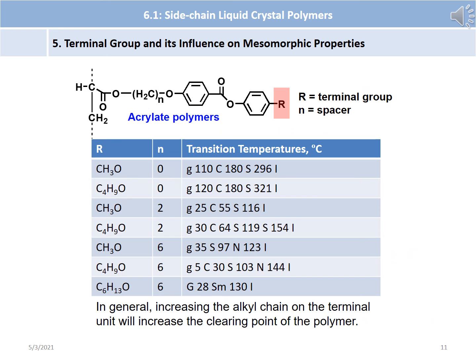Let's see the influence of terminal group to the mesomorphic properties. Look at the acrylate polymers on this slide as an example. We vary the terminal group as indicated in the table. In general, increasing the alkyl chain on the terminal unit will increase the clearing point of the polymer.